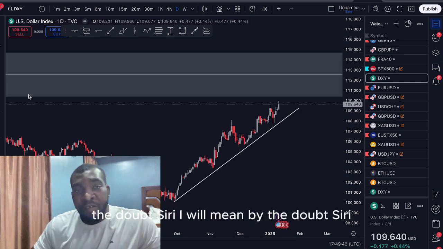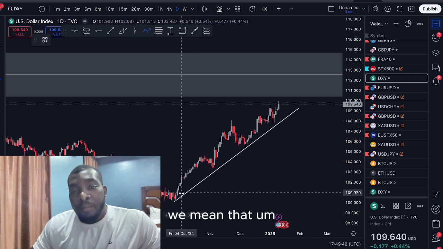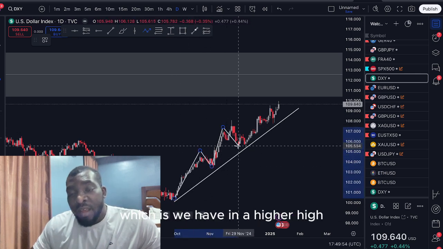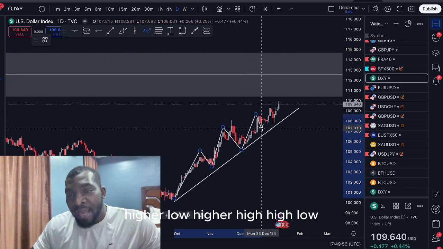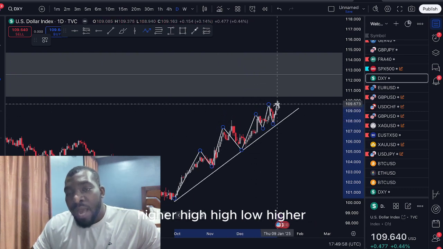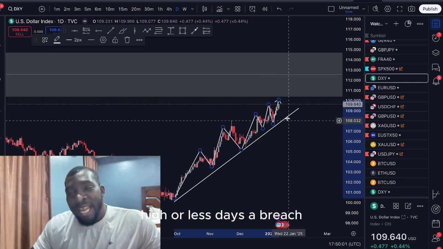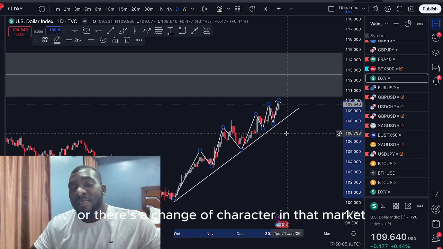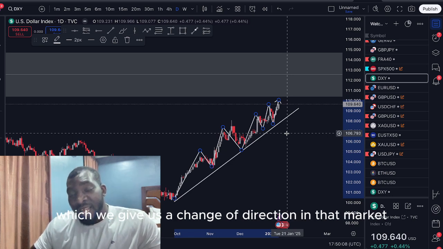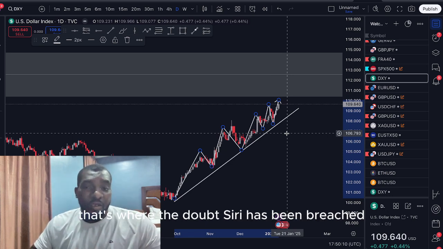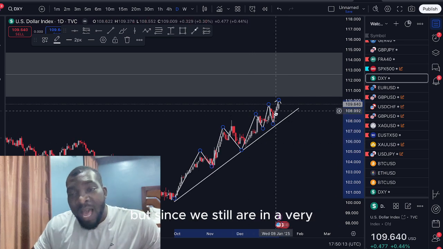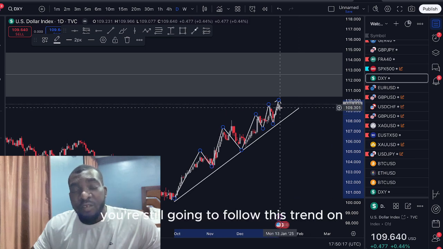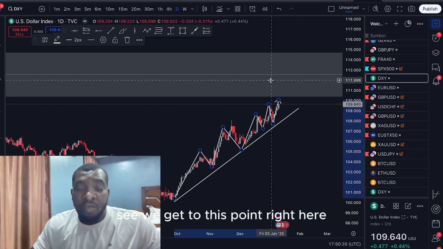What we mean by the Dow theory is that a trend is going to continue in a particular direction, where we have a higher high, higher low, higher high, higher low, and so on. Here we created a higher high. Unless there is a breach or a change of character in that market, which will give us a change of direction, that's where the Dow theory has been breached. But since we are still in a very bullish trend, an uptrend, we are still going to follow this trend until we get to this point right here.